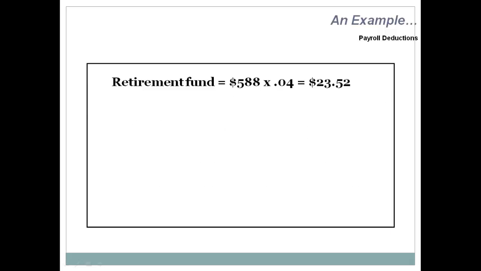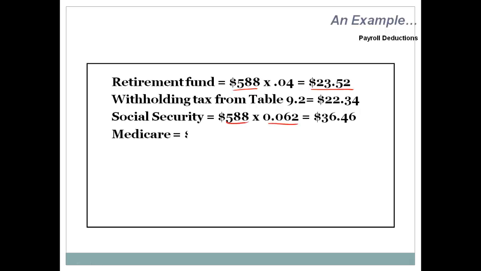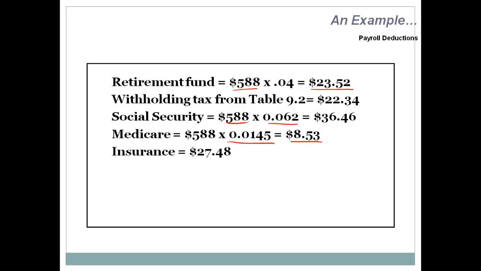So her retirement fund, they said, was 4%. So we take her gross earnings, 588 times 4%, and this is the amount we're going to deduct for retirement. Withholding tax from table 9.2 is $22.34. And I'll go back in a minute and show you how they got that. And Social Security would be her gross times 0.062, which gives you $36.46. Medicare is 588, the gross, times 0.0145, so she will have $8.53 deducted for Medicare. The insurance, it said, was $27.48.